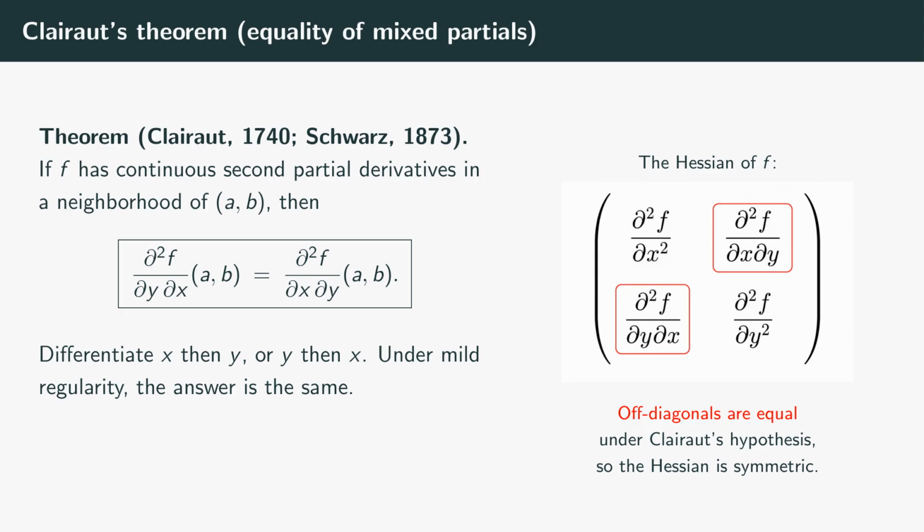This is one of the genuinely beautiful results in multivariable calculus. If the second partial derivatives of f are continuous in some neighborhood of a point, then the 2 mixed partials at that point are equal. The partial with respect to x then y equals the partial with respect to y then x.